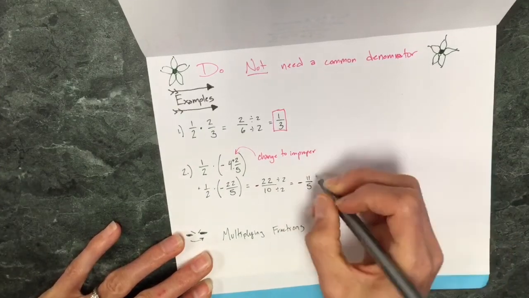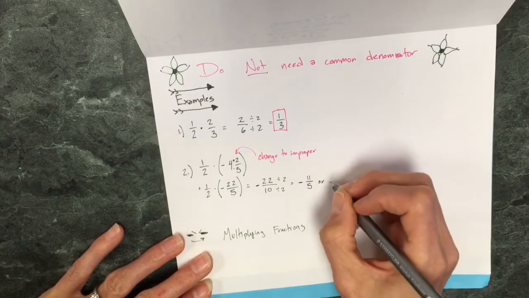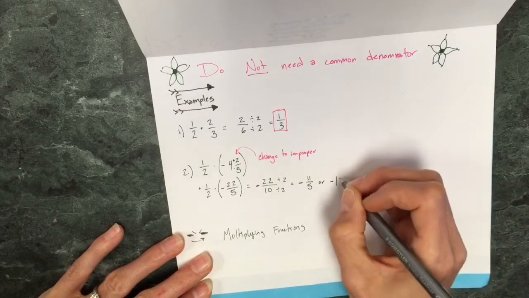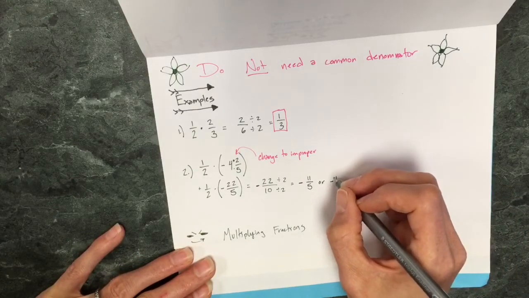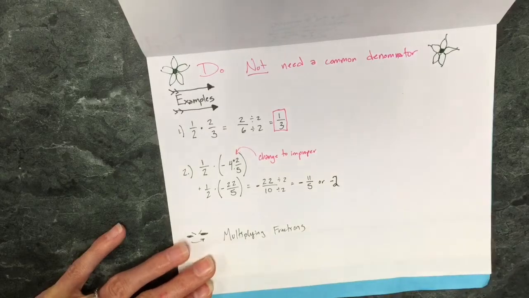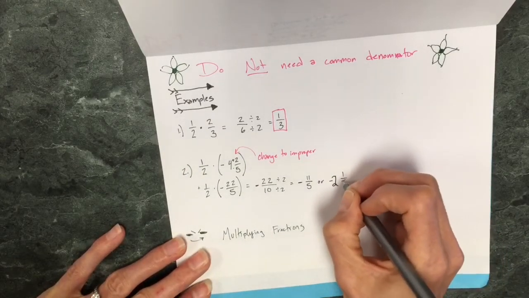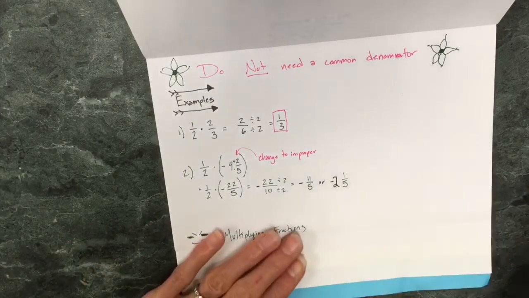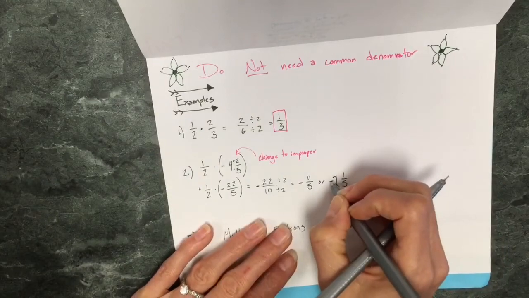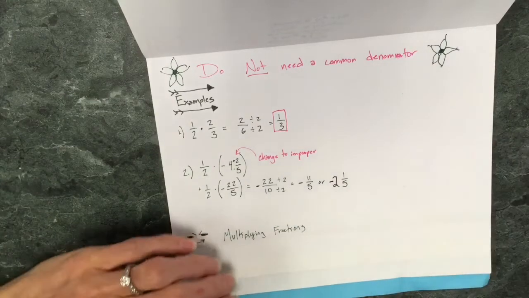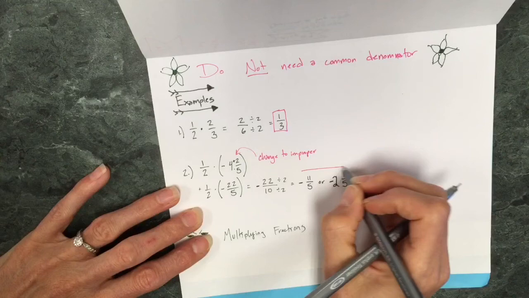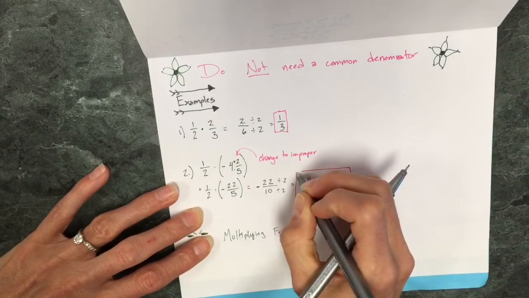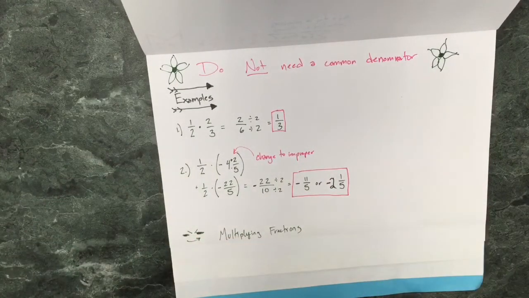-11/5, and if you want to write it back as a mixed number, 5 goes into 11 two times, with 1 left over, 1/5 left over. Don't forget the negative! So I would accept either one of these answers on the test as improper or mixed number.